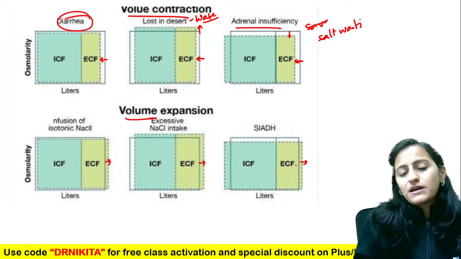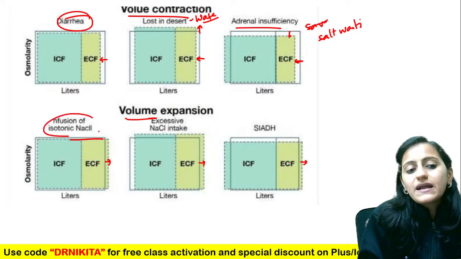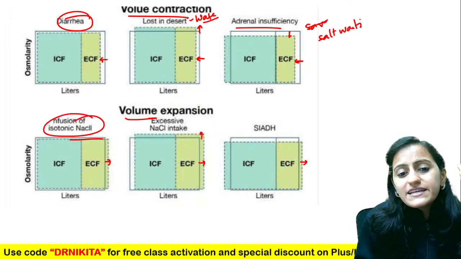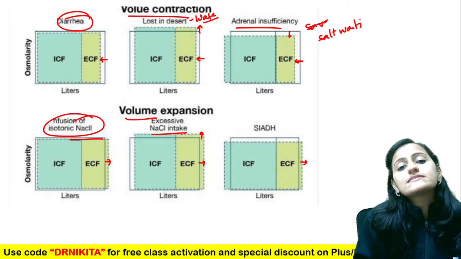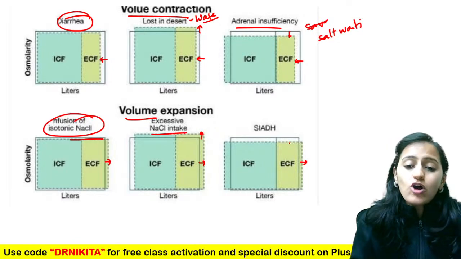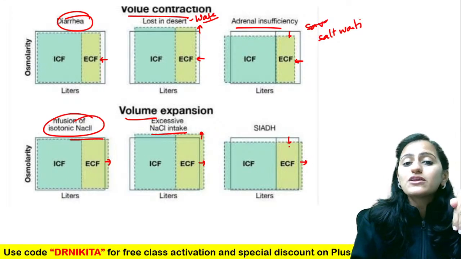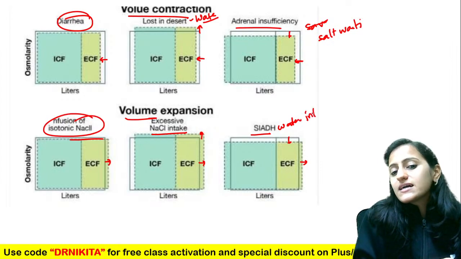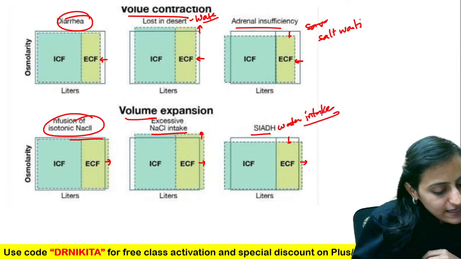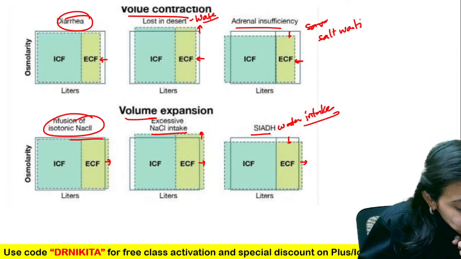Volume expansion, ECF going out. That is volume expansion. Osmolarity same, isotonic. Osmolarity increasing. That means we are taking a lot of salt. That is your excessive salt intake. Osmolarity decreasing with the gain of fluid. So we are only gaining water. That is your SIADH. Okay, that's your SIADH. Is this clear with everyone?